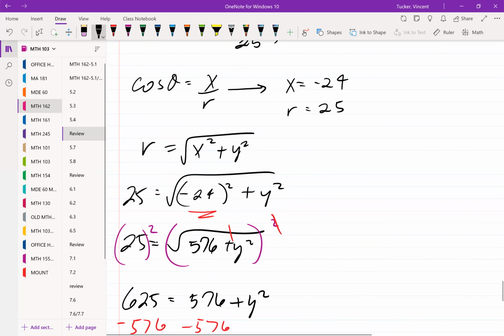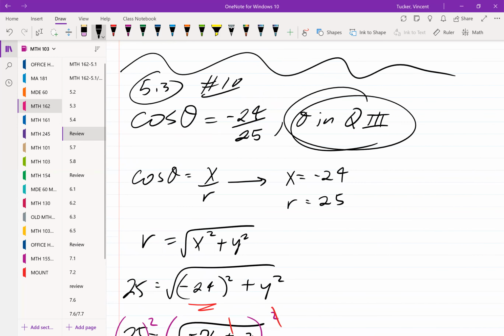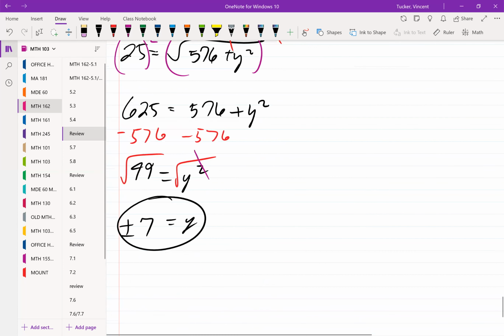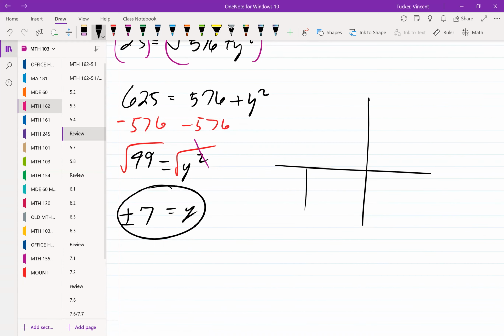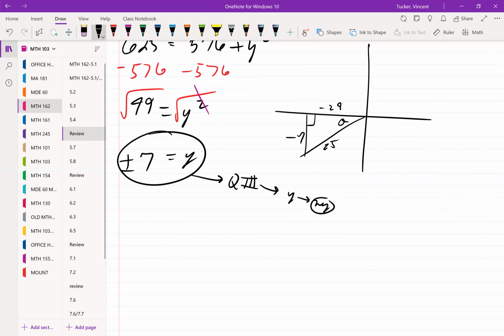Now we go back to y being in the third quadrant matters. And you had that in your diagram as well. Notice this theta, and this is going to be negative 24. Because we're in quadrant 3, that means y has to be negative. So that's going to be negative 7 right here. All right, so now we have all of our pieces. x is negative 24, y is negative 7, r is 25.